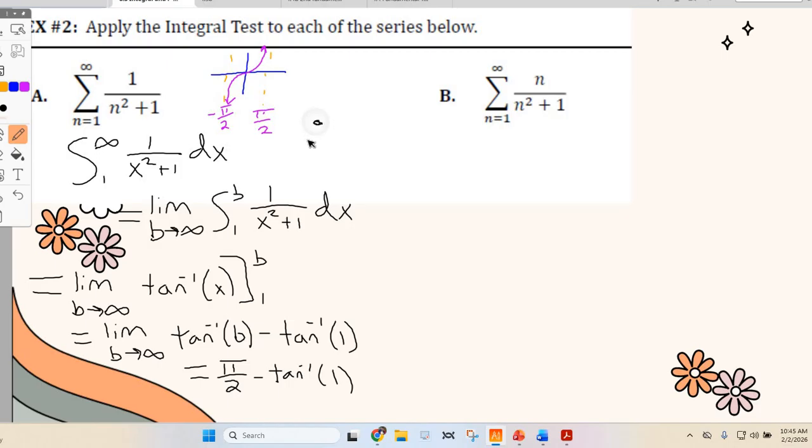that our sum converges. What questions do we have on that one? So we are building off of some of our previous skills, like our improper integrals. So we do have to remember how to do that in order to be able to apply our integral test.